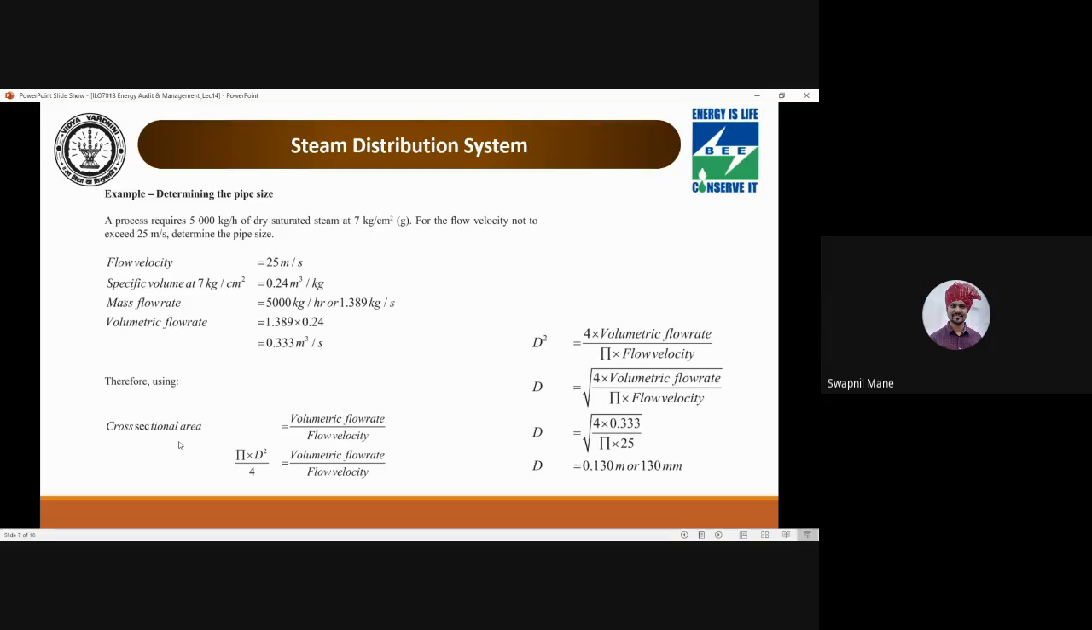So we know the formula for volume flow rate. The cross-sectional area is given by volumetric flow rate upon flow velocity. So pi by 4 d square will be equal to volumetric flow rate upon flow velocity. And if we solve for d, we get diameter as 130 mm. So this is how we can determine the pipe size if the velocity or other parameters are given. So very important. I will wait for say 2 minutes for you to take this down, or take a screenshot of this, and later on you can write it down in your book.